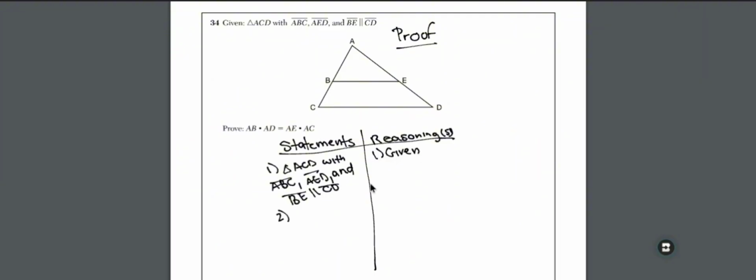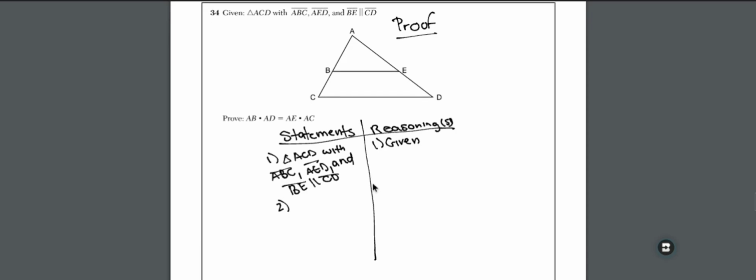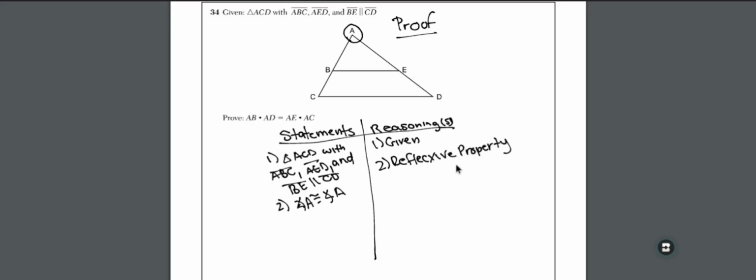Okay? Next thing. Without even using my given, I'm given two triangles. I can see triangle ABE and triangle ACD, and they share a common angle of A. So I'm going to say angle A is congruent to angle A. Like that, I got a point. Why? Because of the reflexive property. I'm going to spell that wrong. Reflexive property. Now 3. I'm going to use my given statement.